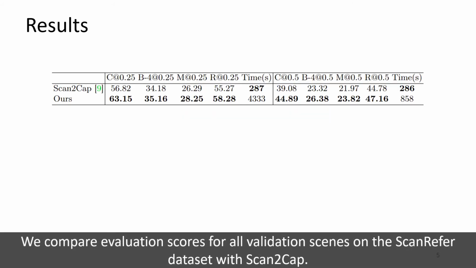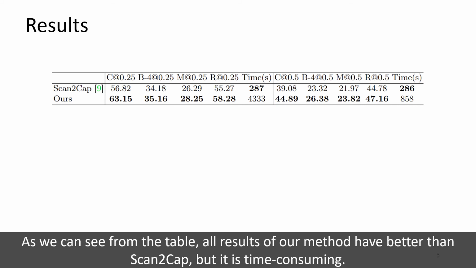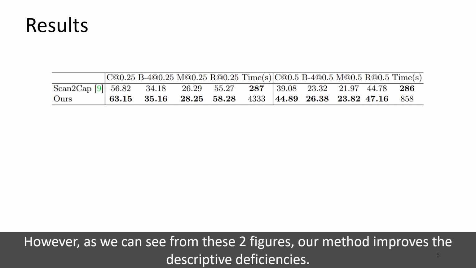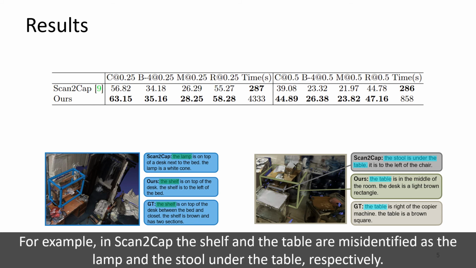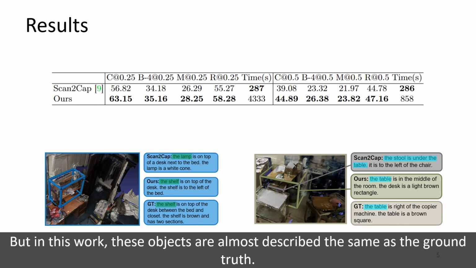We compare evaluation scores for all validation scenes on the ScanRefer dataset with ScantoCap. As we can see from the table, all results of our method are better than ScantoCap, but it is time-consuming. However, as we can see from these two figures, our method improves the descriptive deficiencies. For example, in ScantoCap the shelf and the table are misidentified as the lamp and the stool under the table respectively. But in this work, these objects are described almost the same as the ground truth.